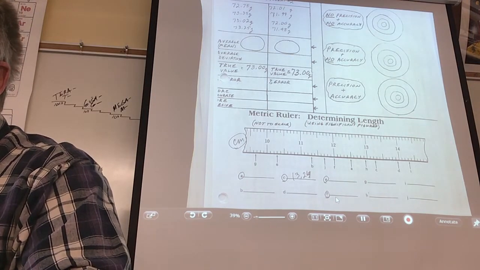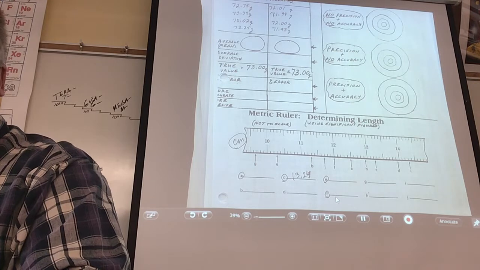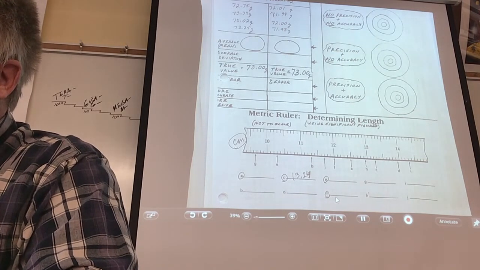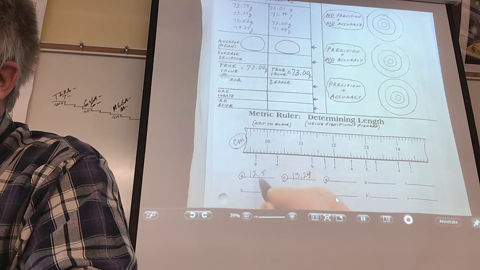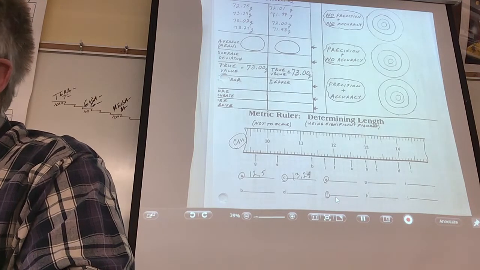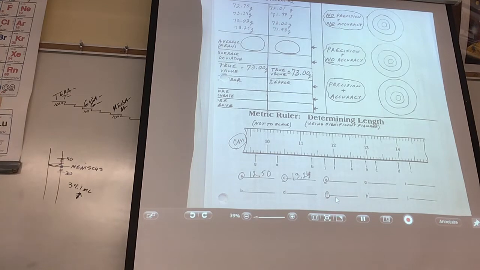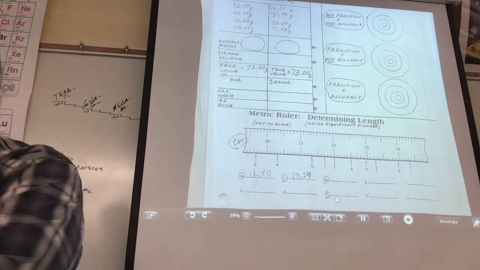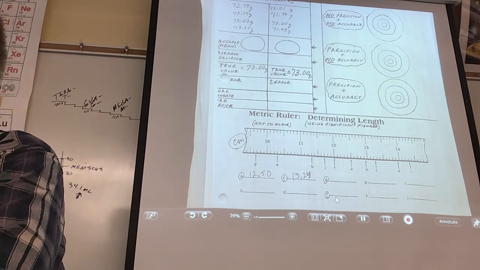Let's do another one. Zoe, which one do you want to do? You want to do A, E, or F? Okay, go ahead. Okay, 12.50. Let's take a look at A. 4.9. Now, does she need to put 12.50 or could she have just put 12.5? She has to put the 0.